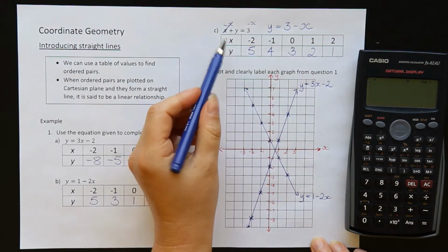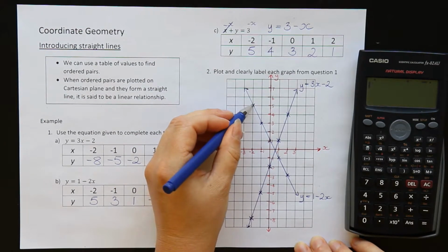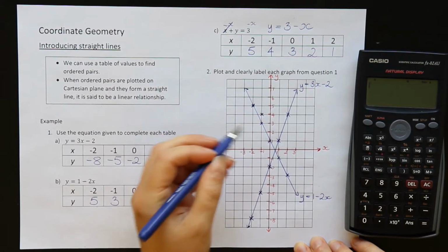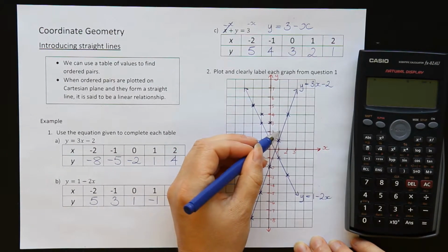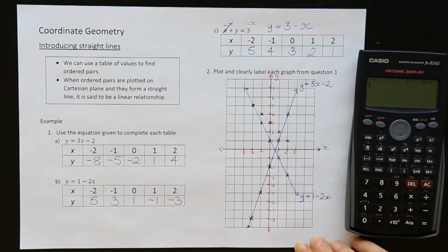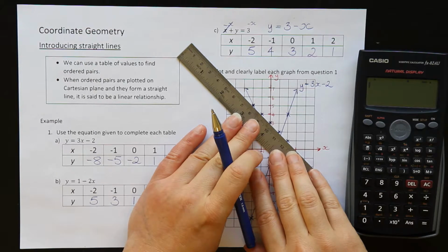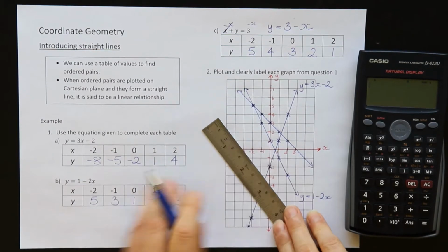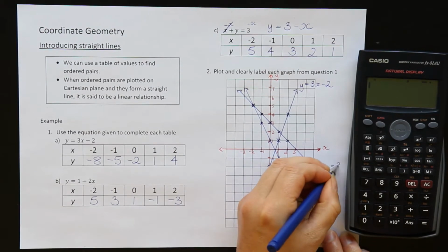And our last one here, -2, 5, well that's the same one as here. Then we have -1, 4, 0, 3, 1, 2, and 2, 1. Okay. Line them up. There it is. And label that one. We use the original equation here. X plus y is equal to 3.